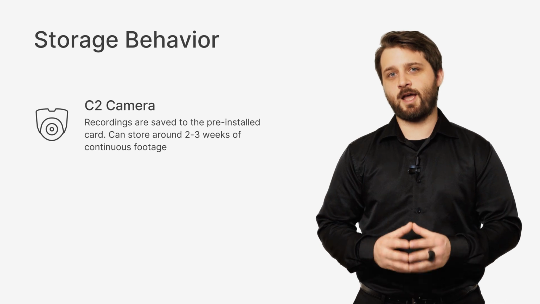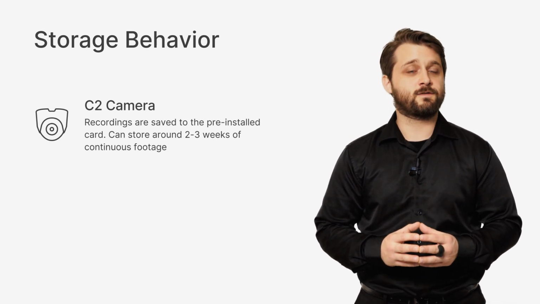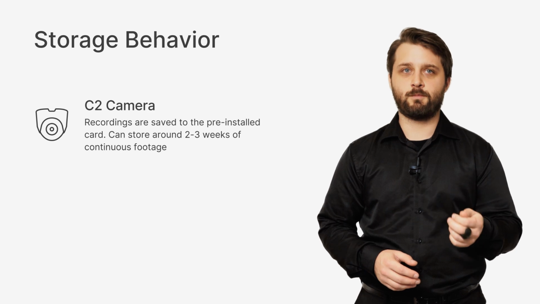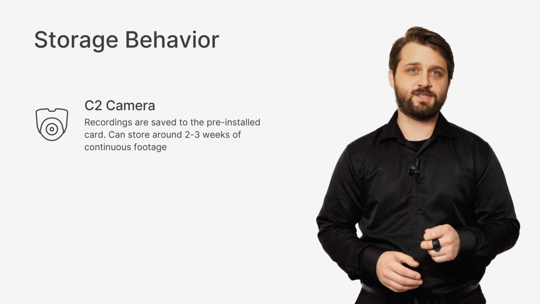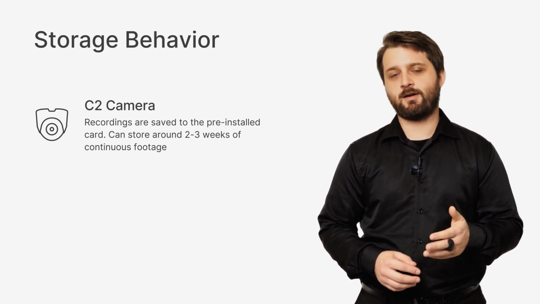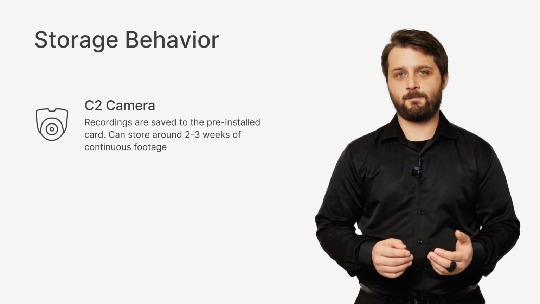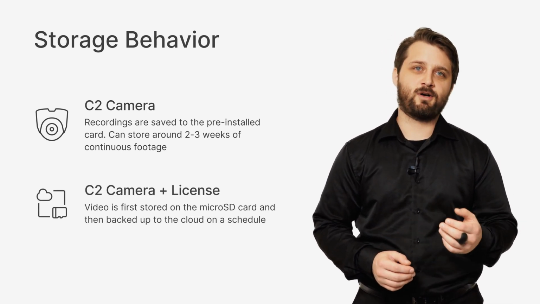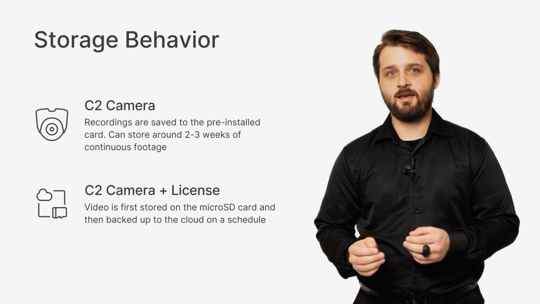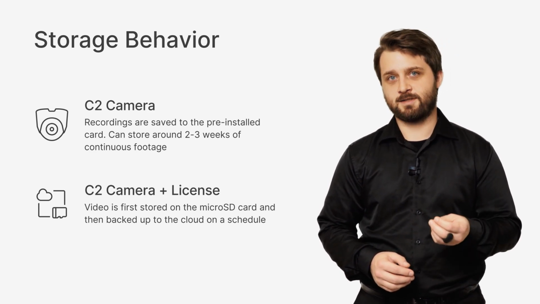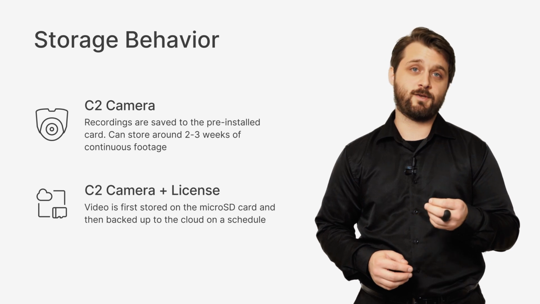If you're using the C2 camera without the additional backup license for C2 Surveillance Station, then your recordings will be saved on the onboard pre-installed micro SD card we just discussed. That card can store around 2 to 3 weeks of camera footage, depending on what your video settings are. Now, if you're using the C2 camera alongside the backup license, then your video will first be stored on that micro SD card and then backed up to Surveillance Station based on a schedule that you set.